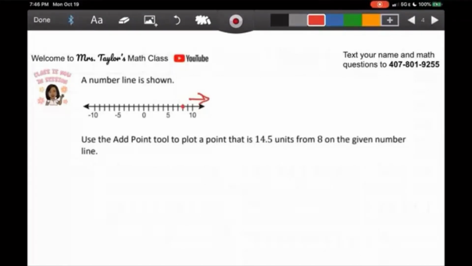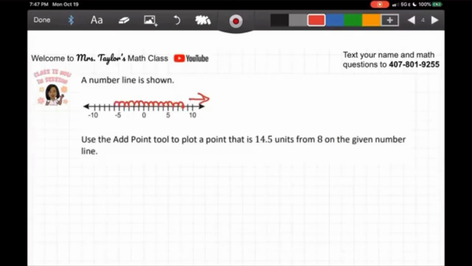So you can either subtract this number from 8 minus 14.5, or you could just count. But you have to end up in the right location. So let's count. Let's do old fashioned. Let's just count because we're not trying to be fancy. So 1, 2, 3, 4, 5, 6, 7, 8, 9, 10, 11, 12, 13, 14 and a half. So you gotta put your dot right there in the middle.